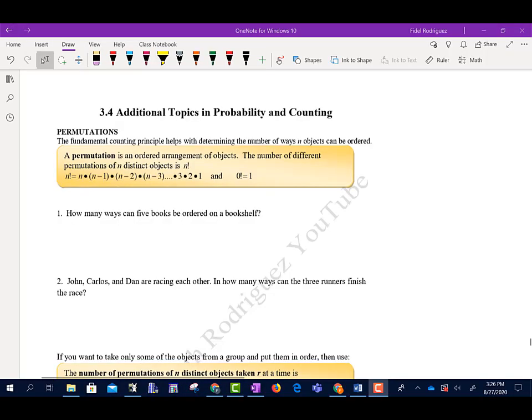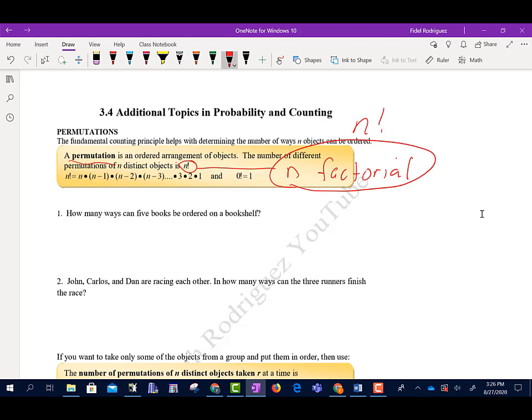Okay, so section 3.4 is additional topics in probability and counting. The first thing we have here are these things called permutations. A permutation is an ordered arrangement of objects. The number of different permutations of n distinct objects is n with an exclamation point. The way we read that, guys, is n factorial. When you see n with the exclamation point, it doesn't mean just n. It means n factorial. I'm going to show you exactly what factorial means in the first problem here.